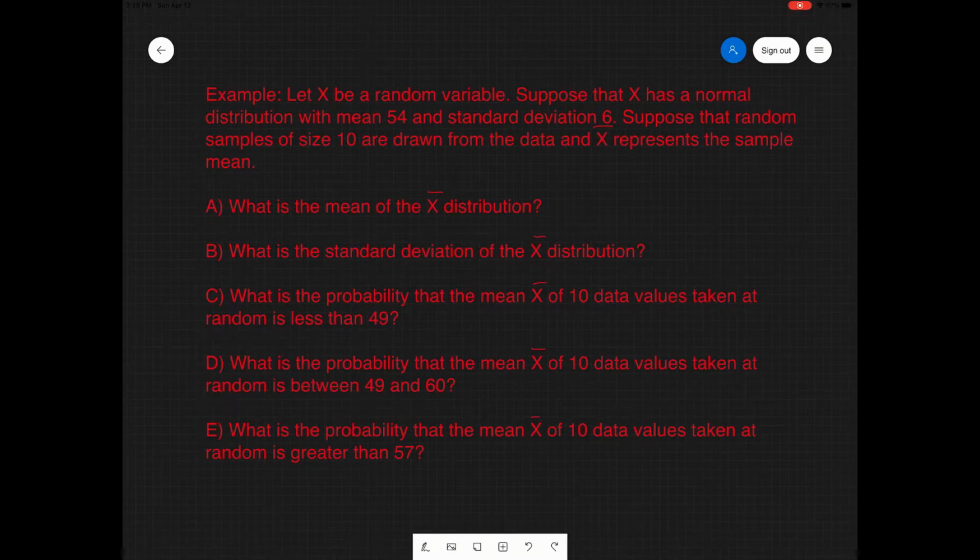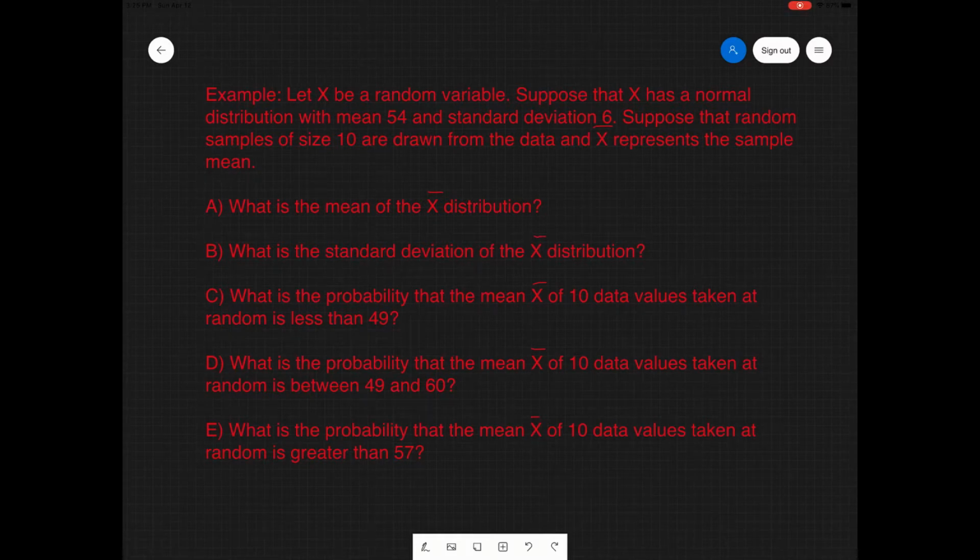Part A. What is the mean of the sampling distribution? Part B, what is the standard deviation of the sampling distribution? Part C, what's the probability that the mean x bar of 10 data values taken at random is less than 49?